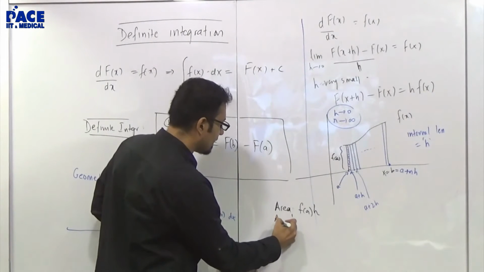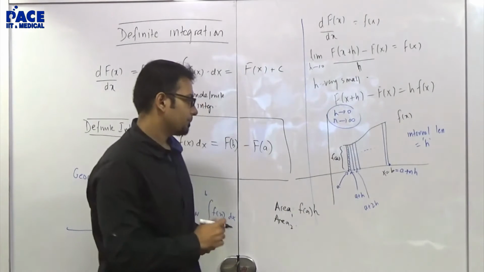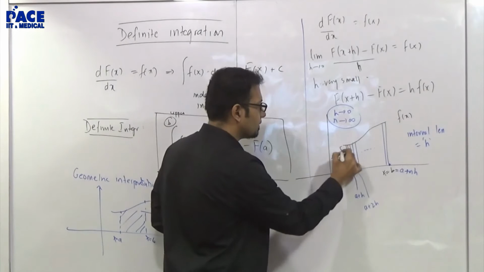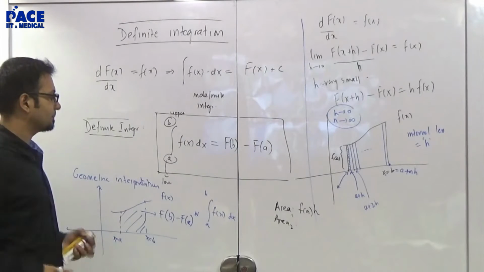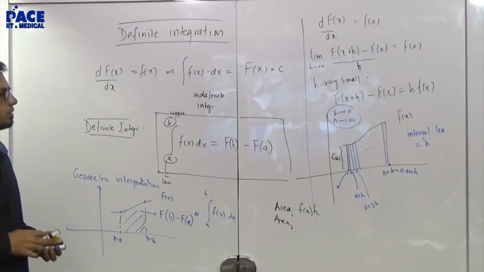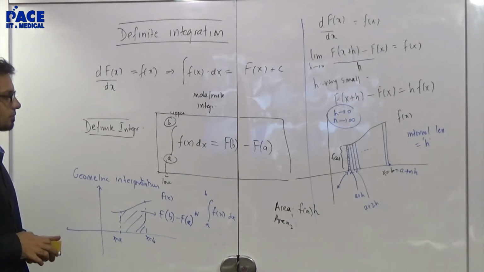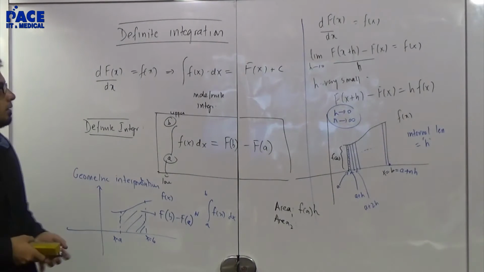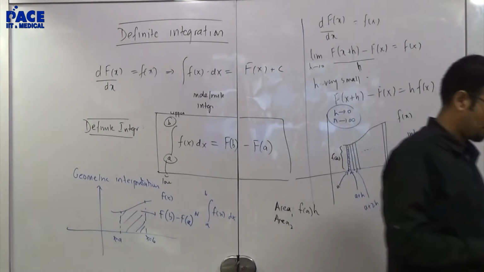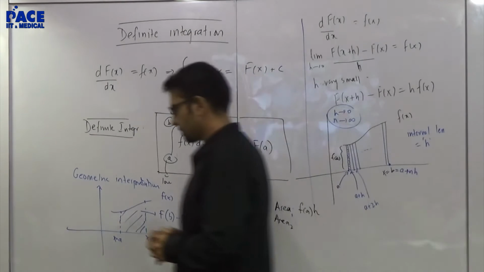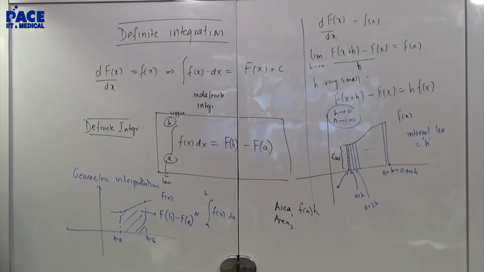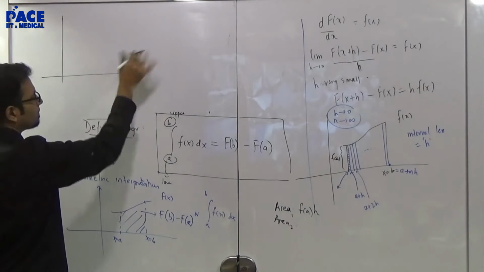Now, what would be the second area? Here we have a plus h, so this height is... I will need some space. Do one thing, first copy this down. I'll draw a bigger diagram. The same diagram, no?